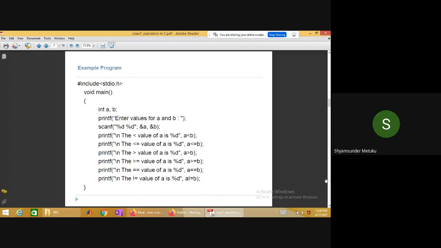Now, can anybody tell what will be the output of the second printf? The less than or equal to value of A is 1. Again 1, because either of these two conditions should match, either less than or equal to. Since less than is there, it is okay. Then the third one: the greater than value of A is 0. Very good. Then the greater than or equal to value of A is 0 again. Then the double equal to value of A is 0. The not equal to value of A is 1. I hope everybody understood now.